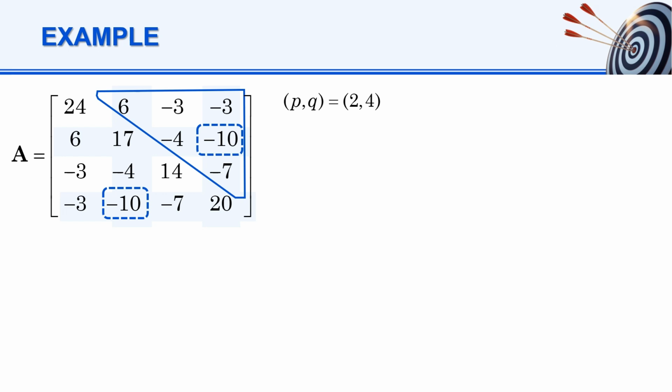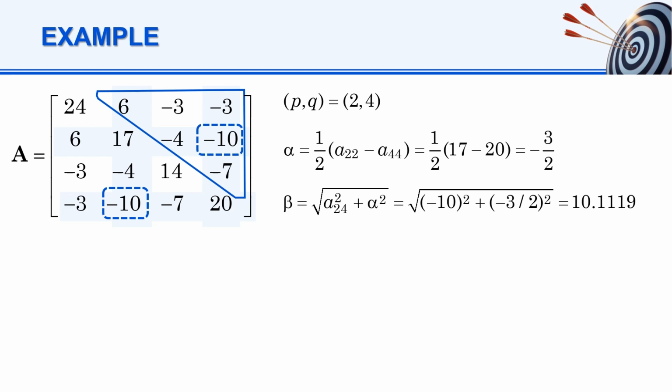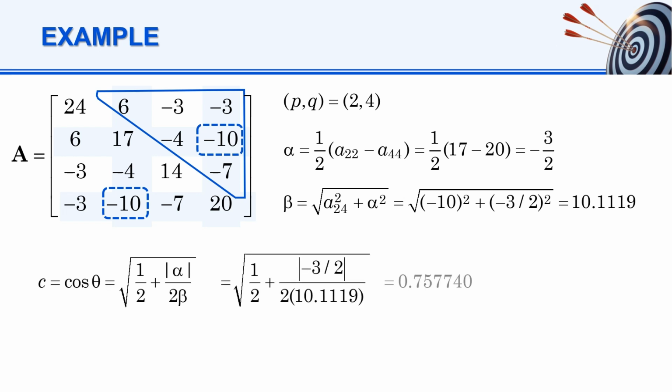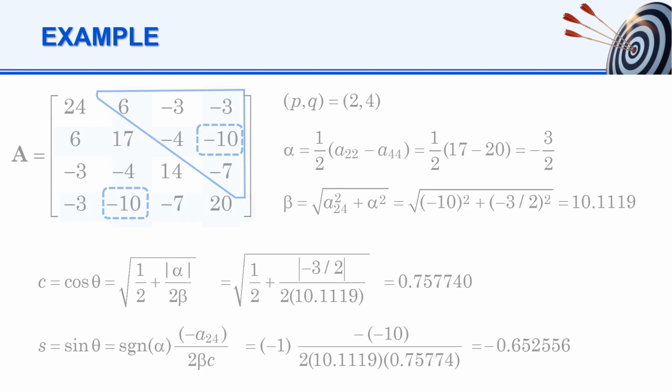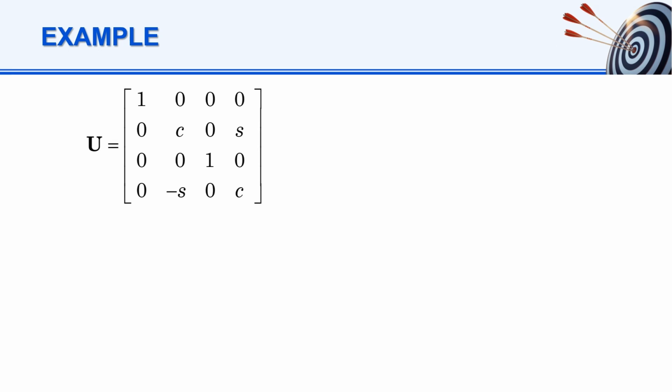To calculate the cosine and sine of the rotation, first we find the quantities alpha and beta. Then we obtain the rotation cosine and sine as follows. Then we construct the rotation matrix whose second and fourth rows and columns are replaced as follows.